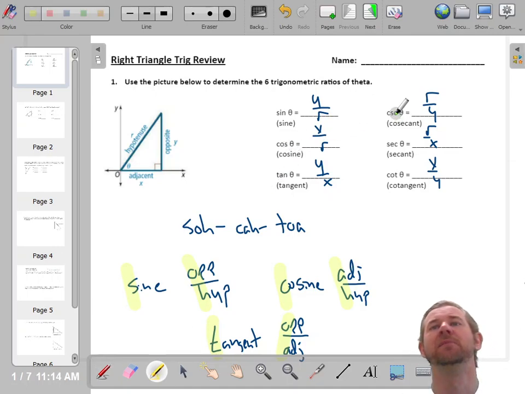Common mistake, people really want cosecant to be the reciprocal of cosine because they sound like they start the same way, but they are not reciprocals. Cosecant is the reciprocal of sine, and you need to remember that. Okay, so those are the 6 trig functions we're going to work with.